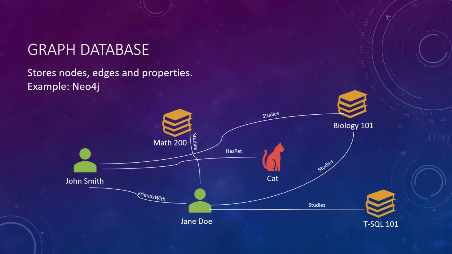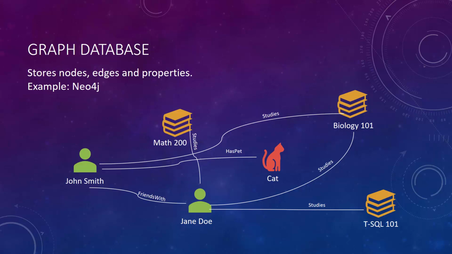But if you follow the line connecting John Smith to Biology 101, we can say John Smith studies Biology 101, but not vice versa. And these types of databases are very common for social networks because they help us very efficiently define and query relationships.